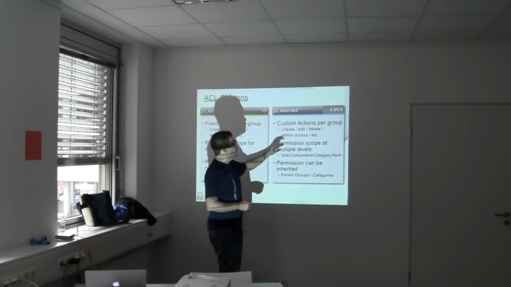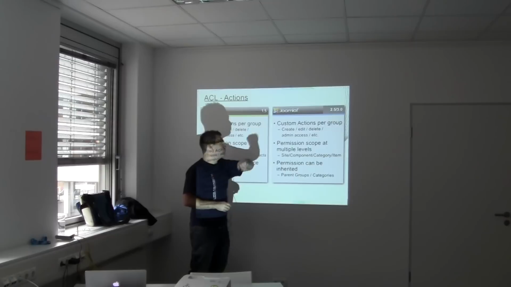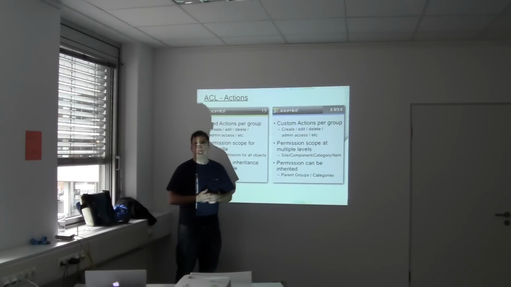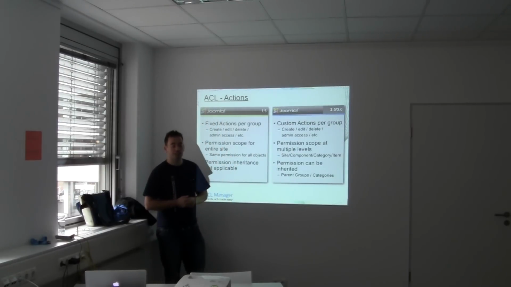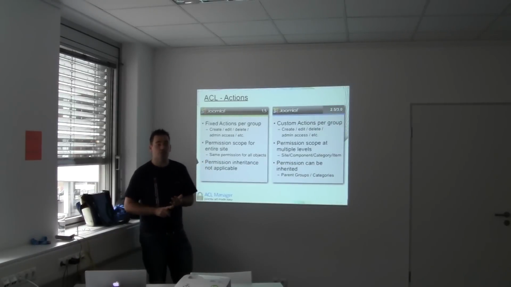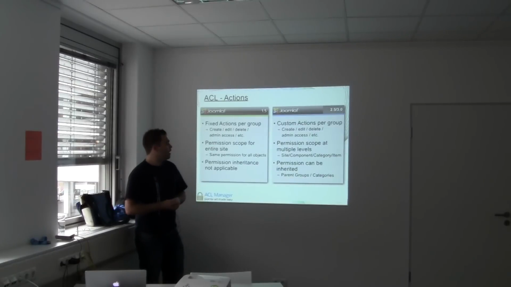In 2.5, we have those kinds of actions by default: create, edit. I will go into that later on. But extensions can also add their own custom actions to it. The permission scope is getting more difficult because you can assign those actions for the global website, but also for a specific component, for a specific category, or even for an article, for example. That makes it complicated, but we'll go into detail on that later on.